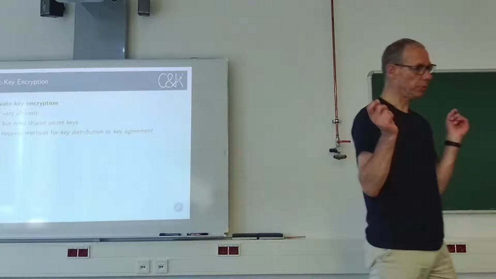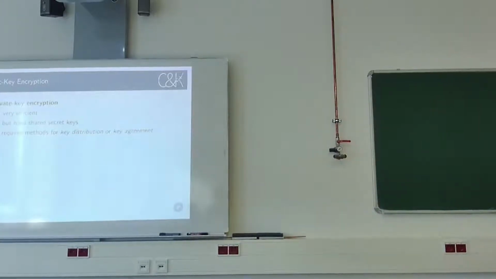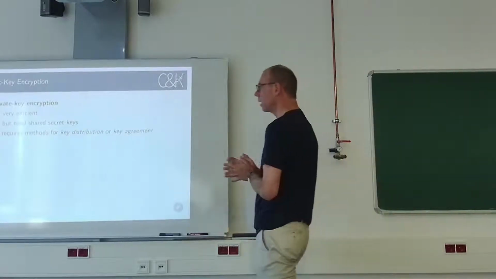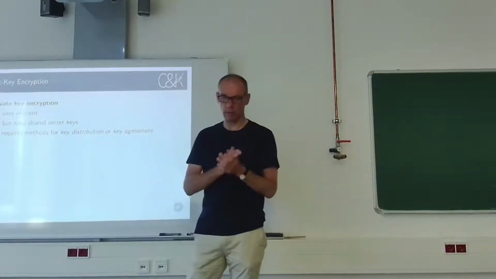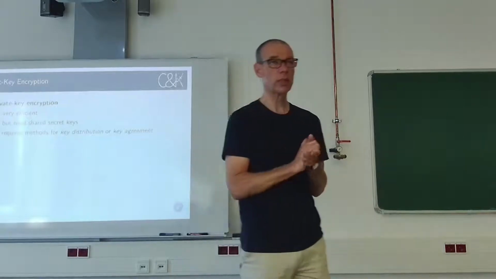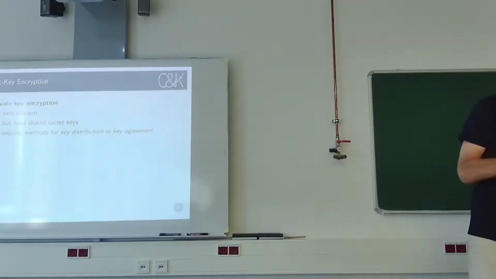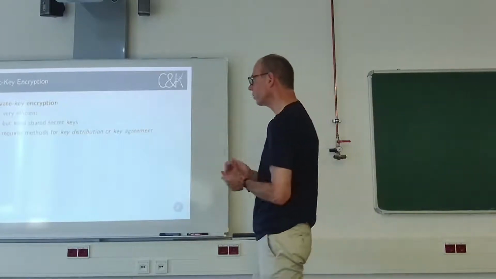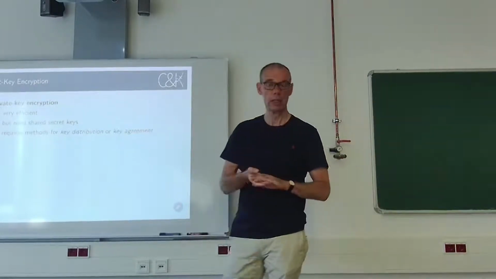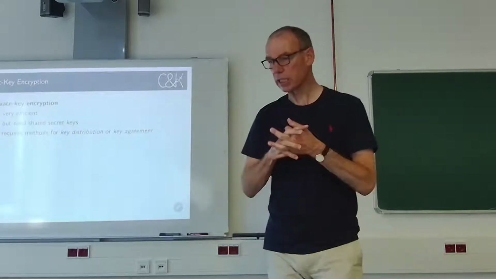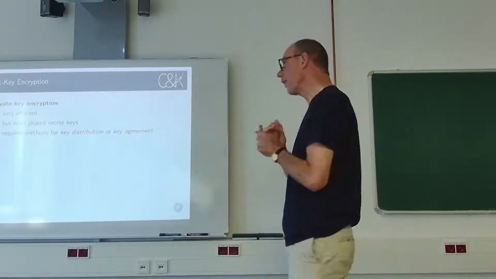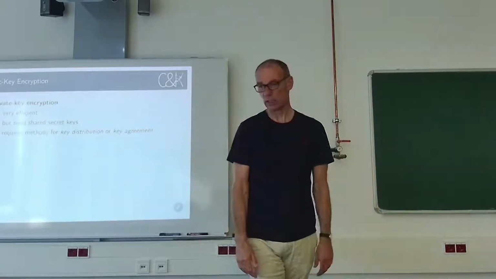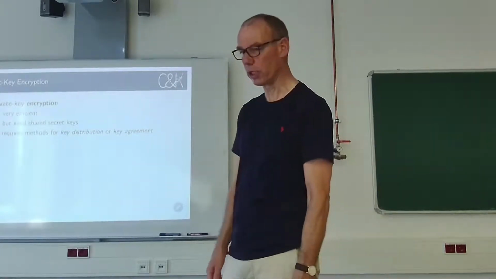So before two people can securely communicate, confidentially communicate using private key encryption schemes, they need to have agreed on a shared secret. So this requires then methods for key distribution or key agreement. And those methods exist. And in fact, what we discussed today, public key encryption, can lead to such methods for key distribution or key agreement.